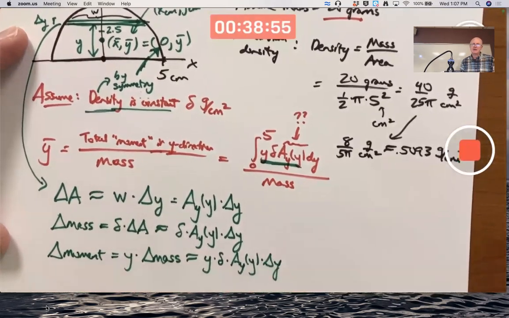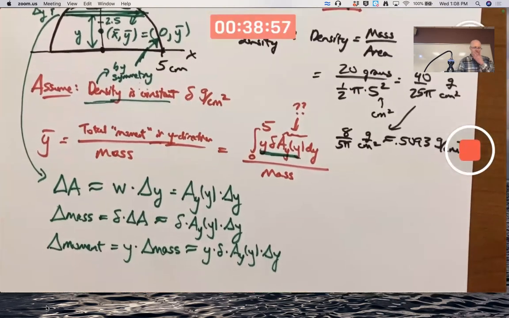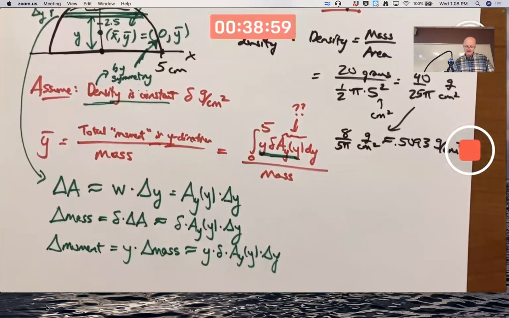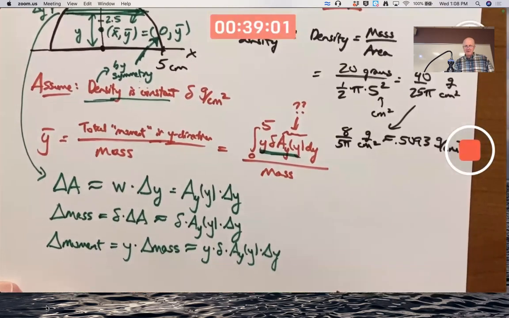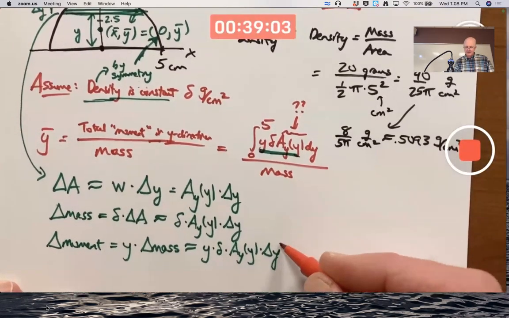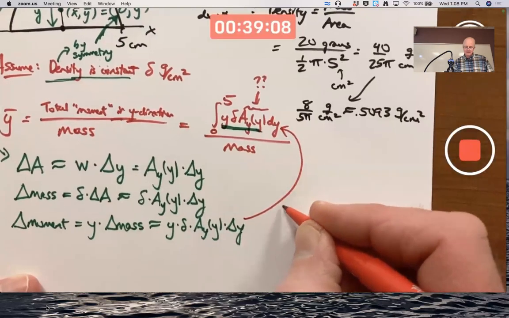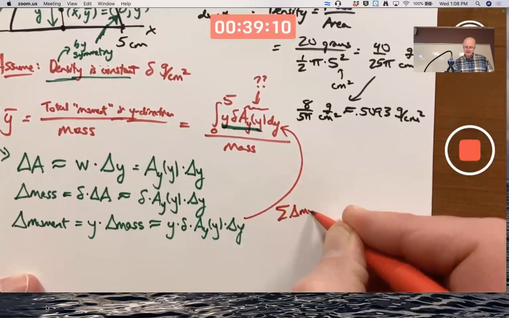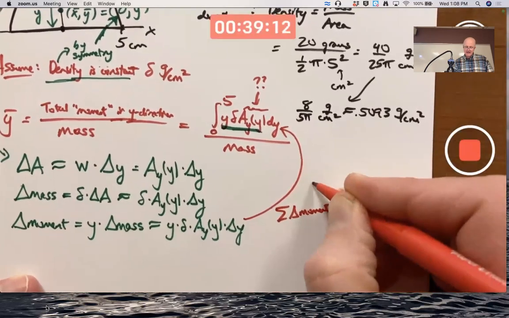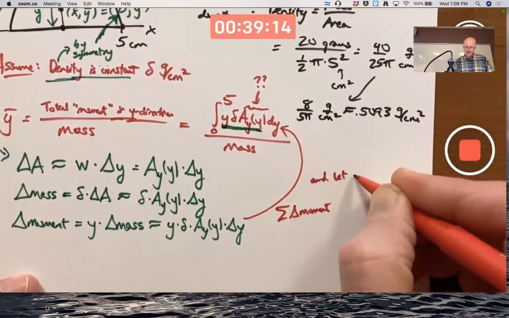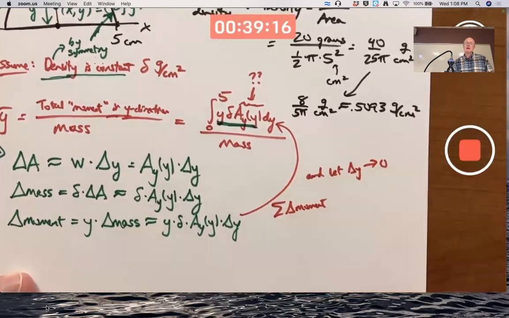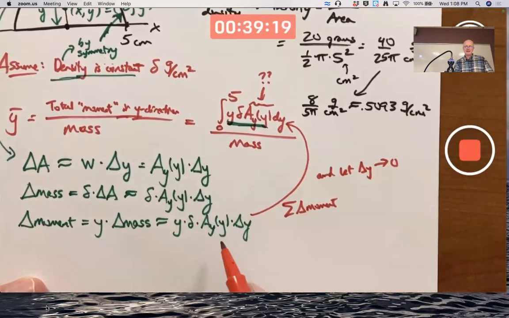And now you can kind of see where the integral is coming from. Add those moments up and let delta y go to 0, and you'll get the integral. Sum the moments and let delta y go to 0, and you'll get from this idea to the integral.